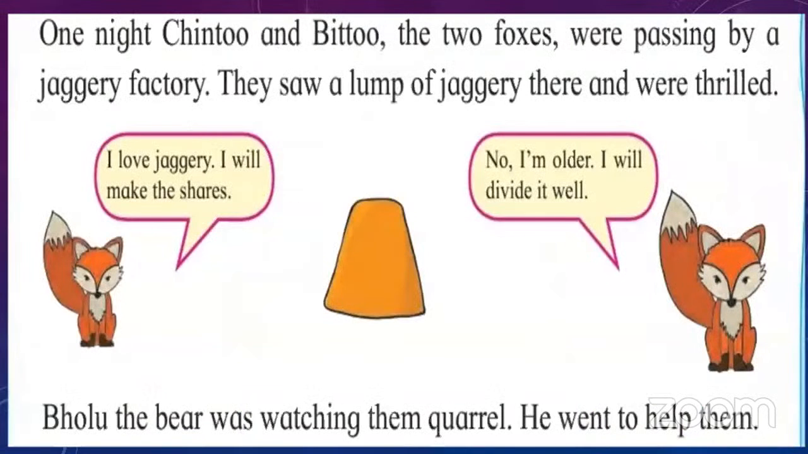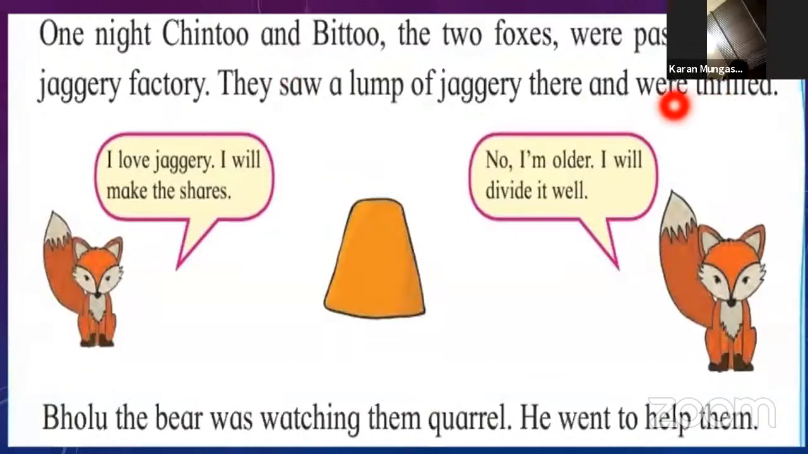Now, children, look at here now. What do you see? You can see here two foxes, and here is also given a lump of jaggery. So here is a short story for you in your textbook. Now I'm going to explain this story to you. Try to understand. One night, Chintu and Bitu, the two foxes, were passing by a jaggery factory. Now they saw a lump of jaggery there and were thrilled.